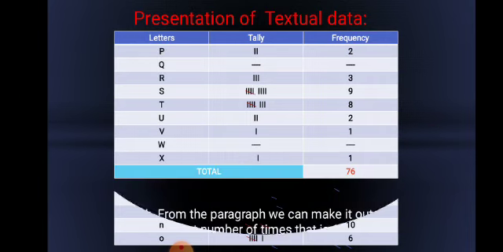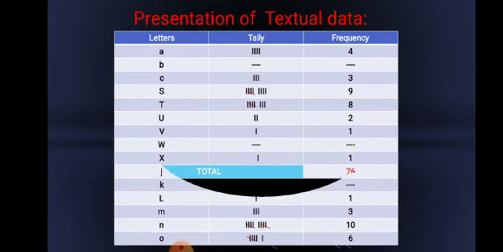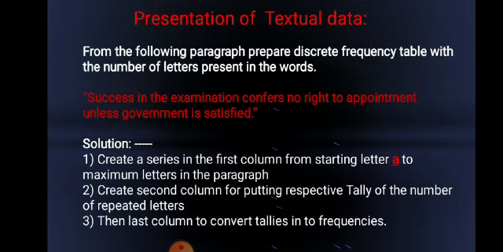Next, in the other slide, P is repeated 2 times, so 2 tallies and frequency 2. So like that, finally we arrive at the last letter, that is X, which is repeated only 1 time. So it is 1 tally, and its frequency will be 1. So what we have to do, we have to go back and see: Success in the examination confirms no right to appointment unless government is satisfied.